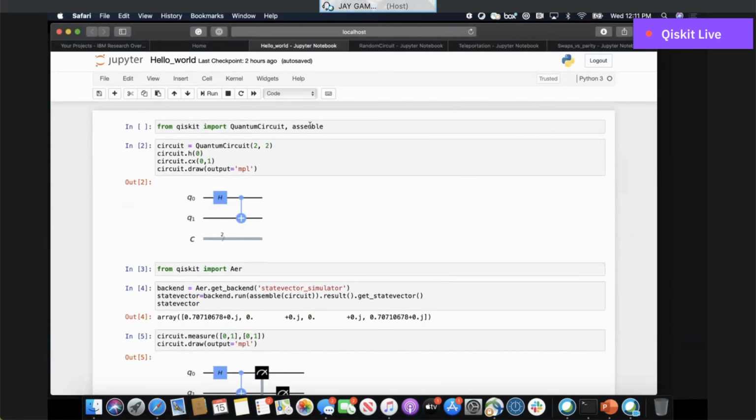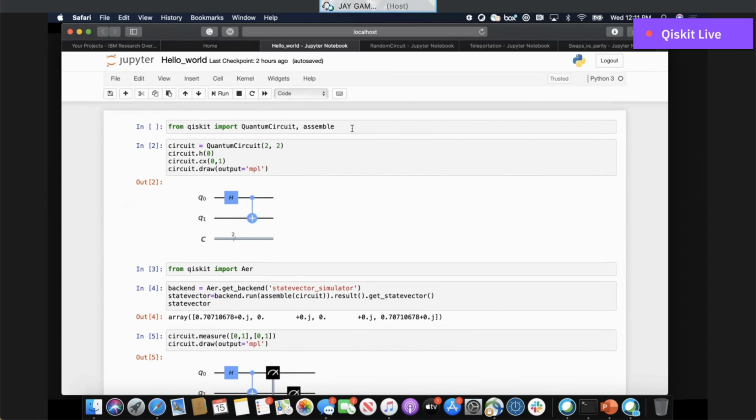So as an example, if we flip over, here's a way that I've set this up so that we can run it in Qiskit. So here I give you the ability, you can just come in and make your quantum circuit.